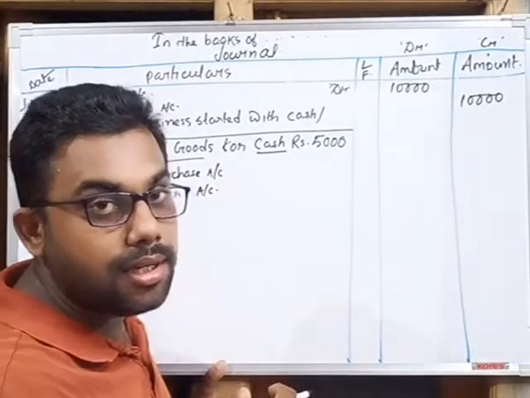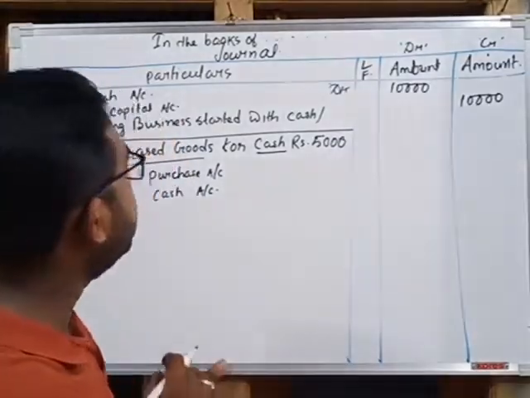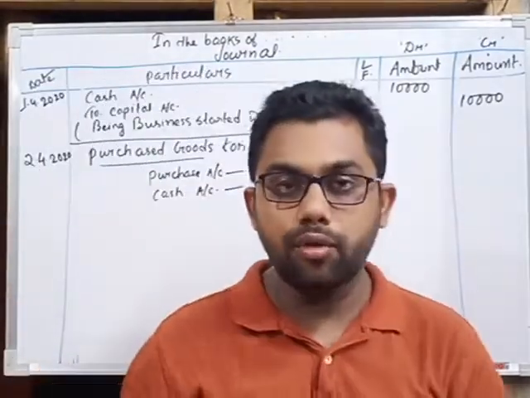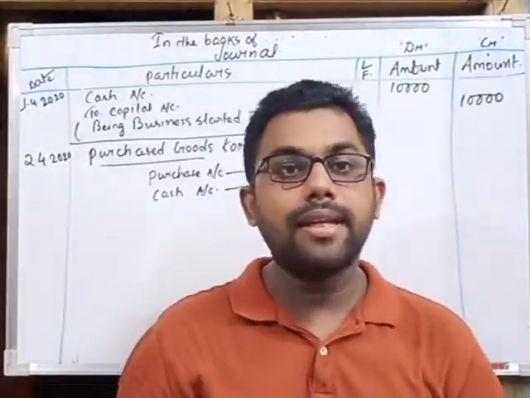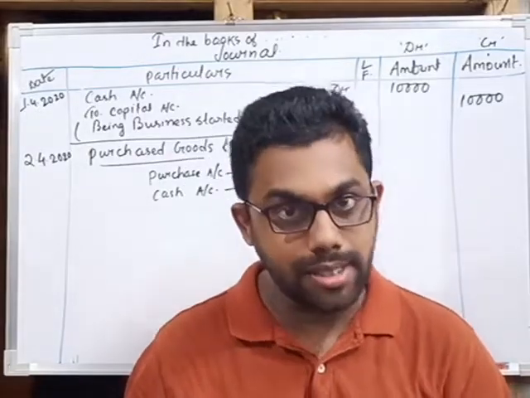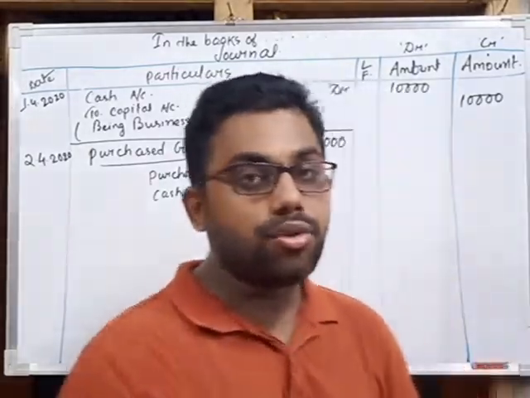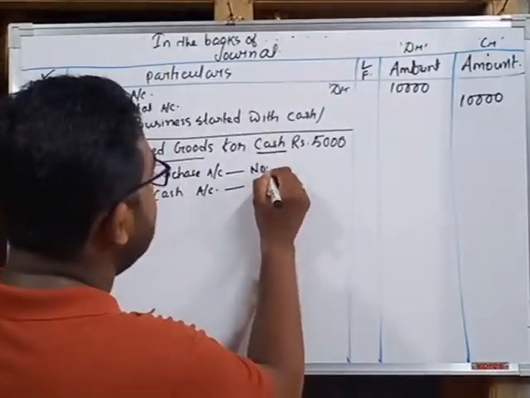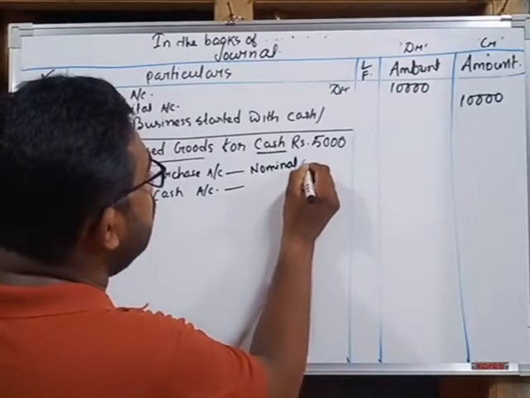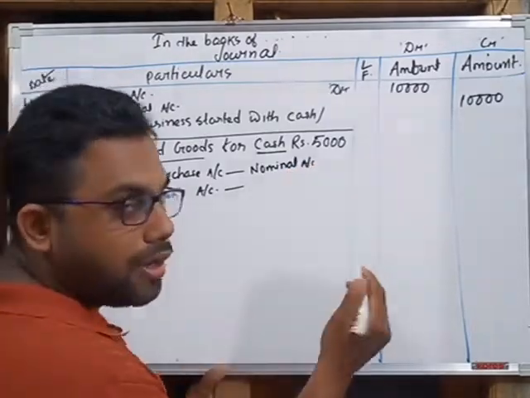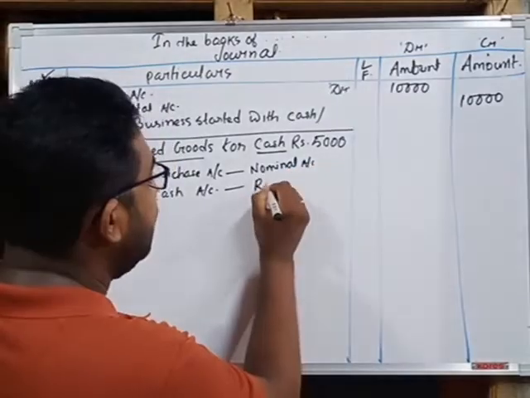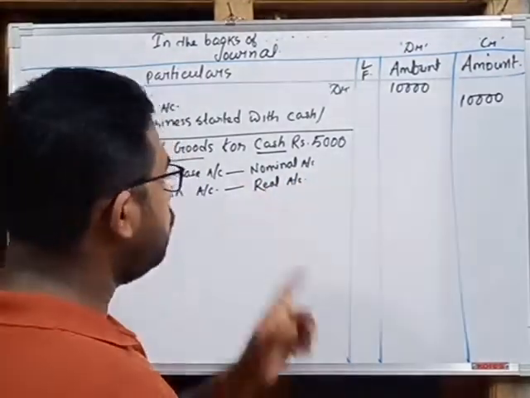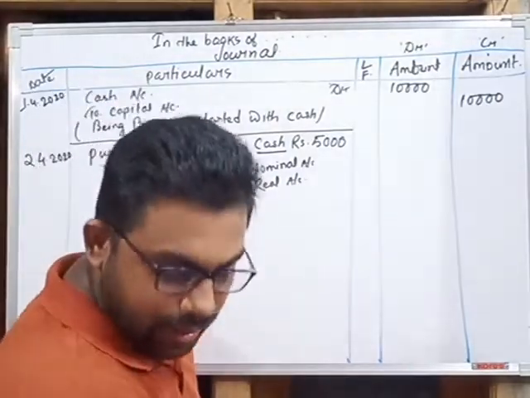So the next step is to find out the type of the account. Purchase means our expenses. When we have purchased goods, the amount is incurred by me, that means I have spent it, so it is my expense. Expenses fall under nominal account. And cash, we know cash is our asset, so it is real account. So we have identified that one is nominal account, another is real account.